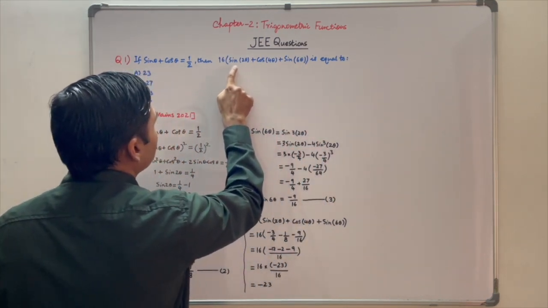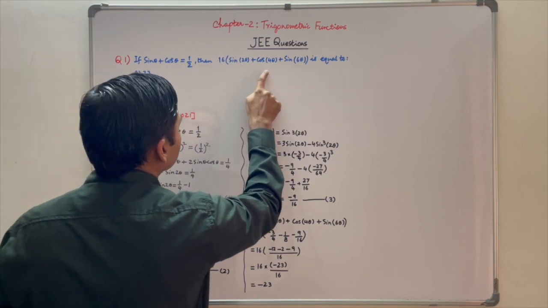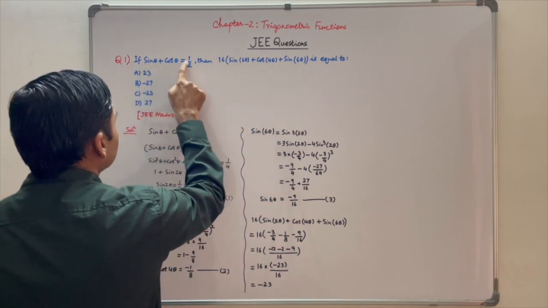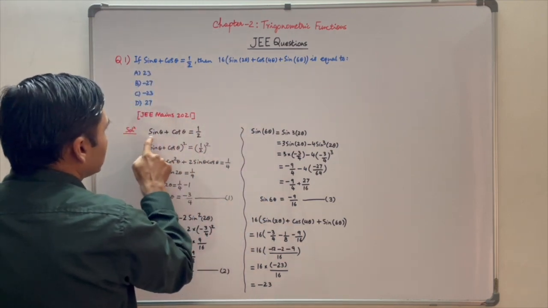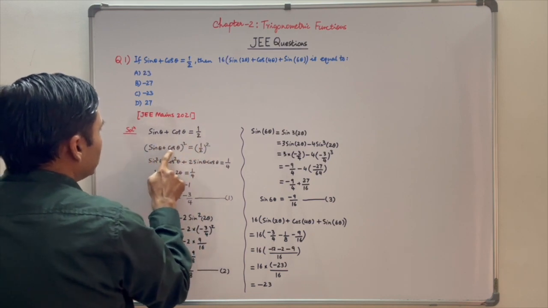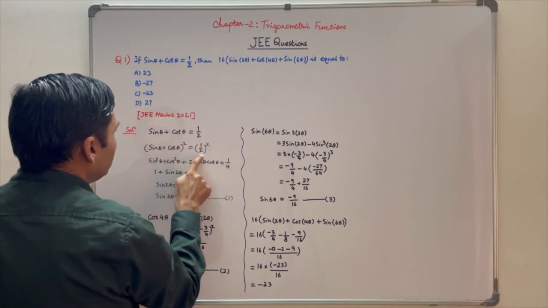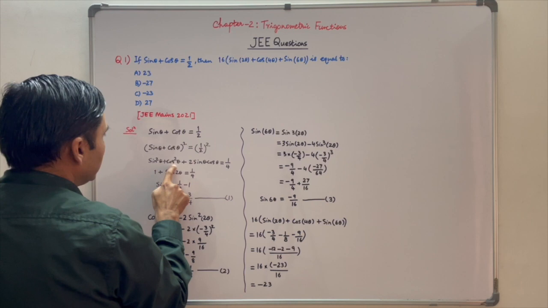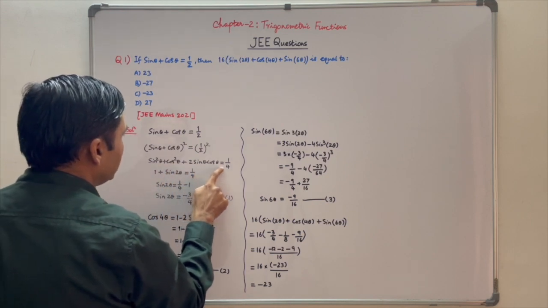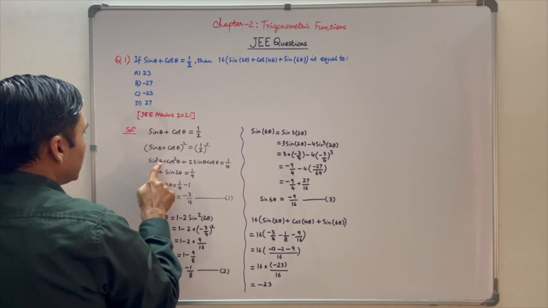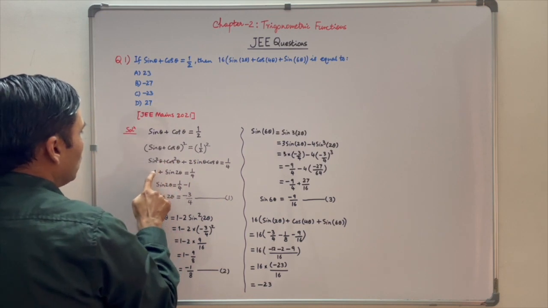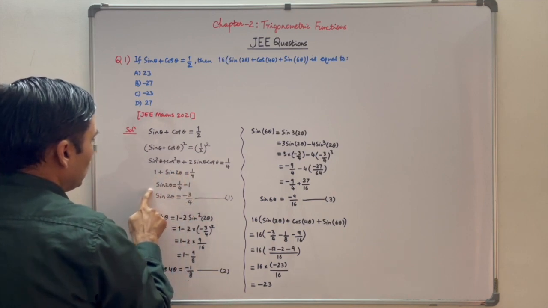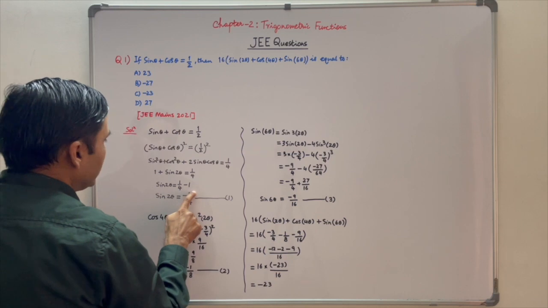That means we have to get the value of sine 2 theta, cos 4 theta and sine 6 theta. The value of sine 2 theta we can get from here. So square both the sides of this equation. Sine theta plus cos theta whole square is equal to 1 by 2 square. This can be expanded as sine square theta plus cos square theta plus 2 sine theta cos theta is equal to 1 by 4. Sine square theta plus cos square theta is equal to 1 and 2 sine theta cos theta is equal to sine 2 theta. So the value of sine 2 theta is equal to minus 3 by 4.